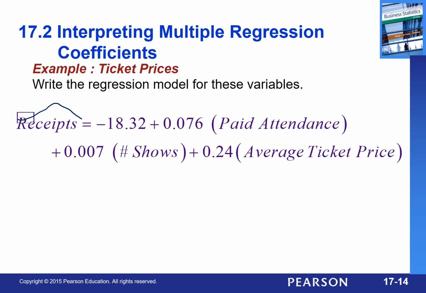So receipts is going to be negative 18.32. There's your intercept, plus 0.076 times paid attendance. So that's the coefficient for paid attendance times paid attendance, the value of the variable paid attendance, and so on and so forth. So you just keep adding your coefficient times the variable as you go through. So it looks like a line, but with some extra slopes on it.